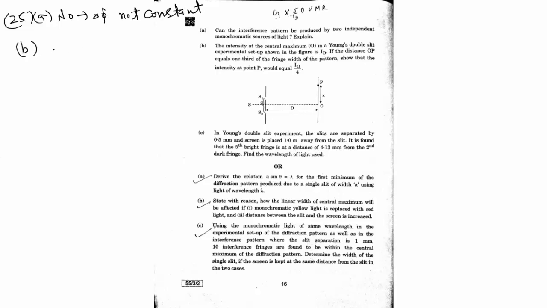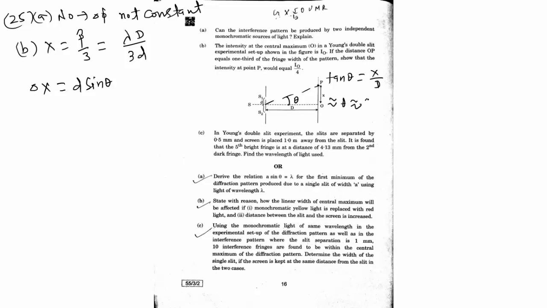Part B. The distance of point P from O, x, is given by beta upon 3, where beta is the fringe width, given by lambda capital D upon small d. The path difference at point P is given by d sine theta, where theta is this angle, and tan theta is given by x by D, which is approximately equal to theta, which is approximately equal to sine theta if theta is very small. Therefore, the path difference becomes dx upon capital D.